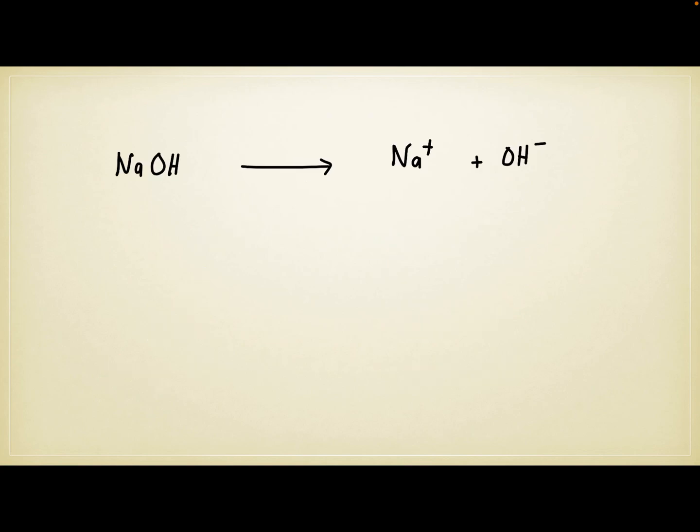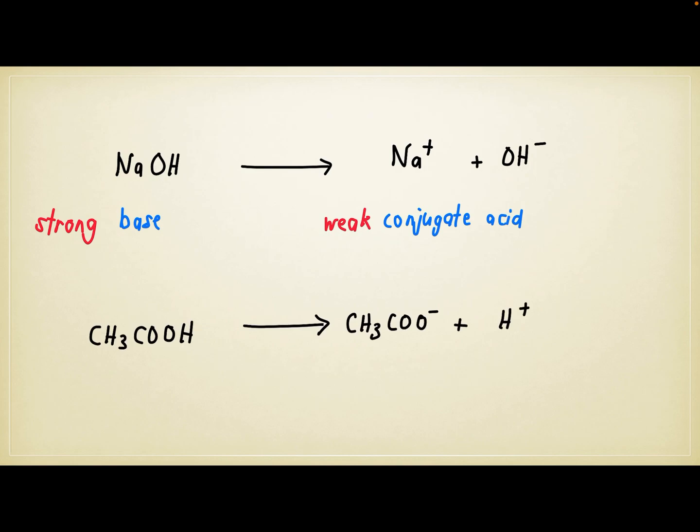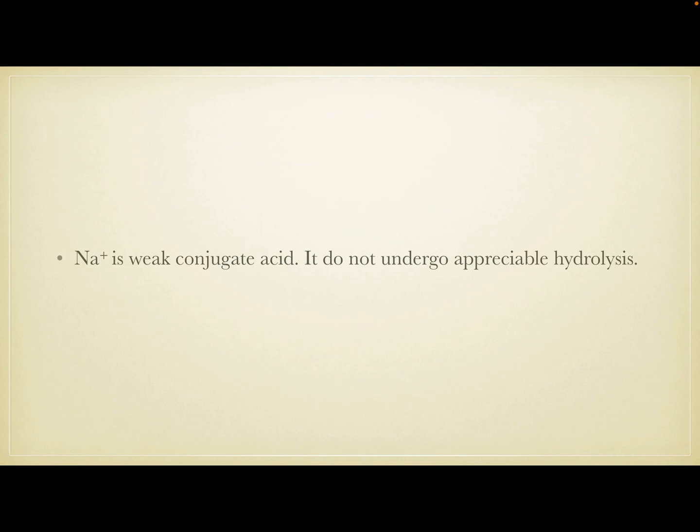NaOH is a strong base, which means that Na plus is its conjugate acid, and since NaOH is a strong base, then Na plus will be a weak conjugate acid. Similarly, our CH3COOH is an acid. It will produce CH3COO minus as its conjugate base, and since CH3COOH is a weak acid, therefore CH3COO minus is a strong conjugate base. And since Na plus is a weak conjugate acid, it does not undergo appreciable hydrolysis, like what happened to Cl minus just now, and it does not affect the pH of the solution.